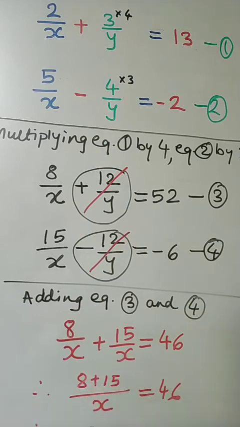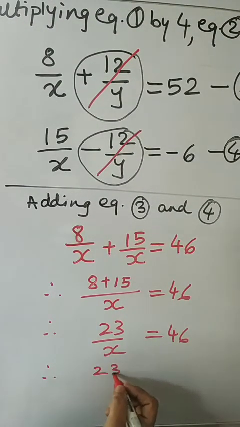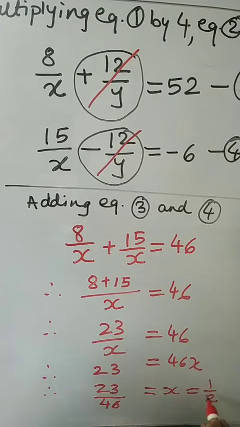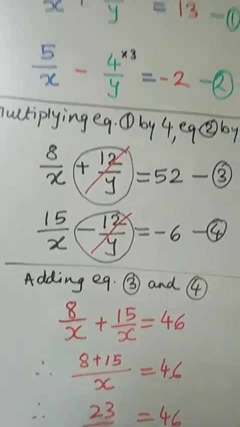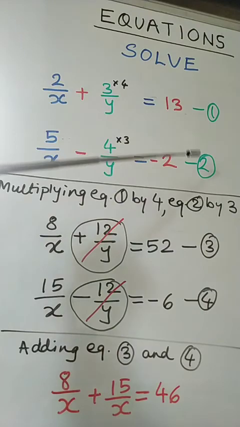So is equal to 46. And what does this give you? 23 upon x is equal to 46. And therefore 23 is equal to 46x. And therefore 23 upon 46 will give you x. Now 23 upon 46 is equal to 1 upon 2. 23 ones are 23 and 23 twos are 46. So we have got the value of x as 1 upon 2 at this stage by simply multiplying equation 1 with 4 and equation 2 with 3.